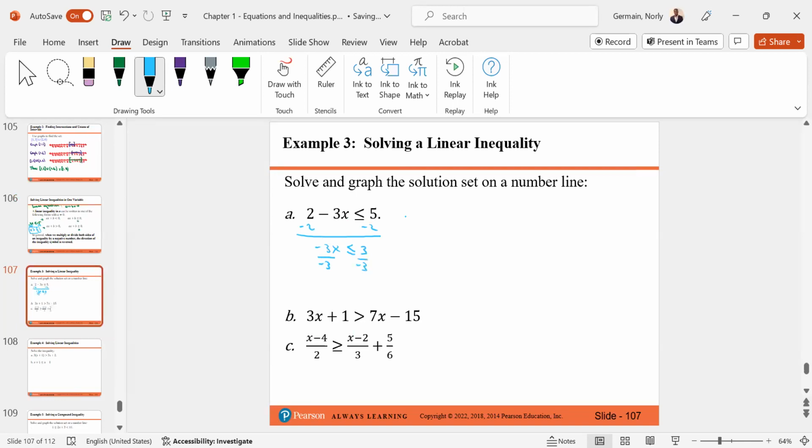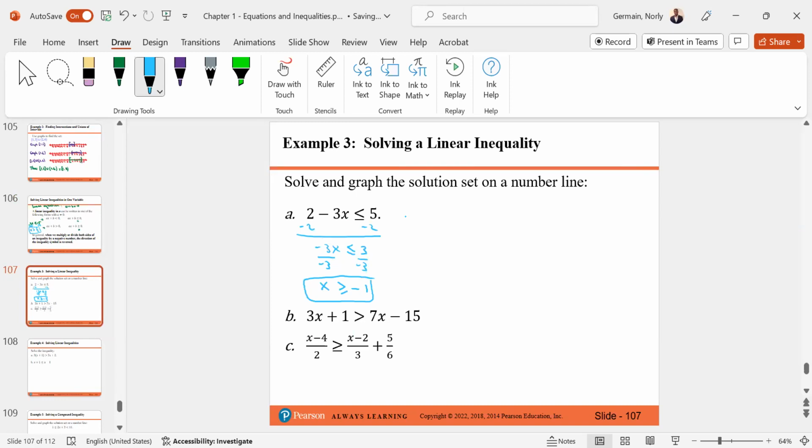-3, -3. Now we're going to have x. Remember to change the sense of the inequality because the coefficient of x was negative. So we switch it to greater than or equal to -1. This is the answer so far: x must be greater than or equal to -1. So the set of solutions for 2 minus 3x less than or equal to 5 is equivalent to x greater than or equal to -1. That consists of all real numbers that are greater than or equal to -1.